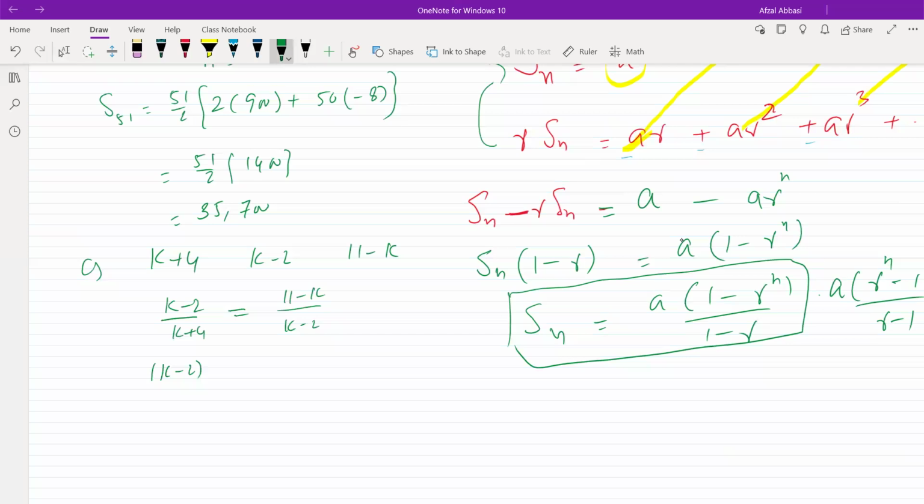So k minus 2 squared equals k plus 4 times 11 minus k. If we expand this, the left side is k squared minus 4k plus 4. And the right side expanded is 11k minus k squared plus 44 minus 4k. So this will give us 11k minus 4k, which is 7k, plus 44 minus k squared.